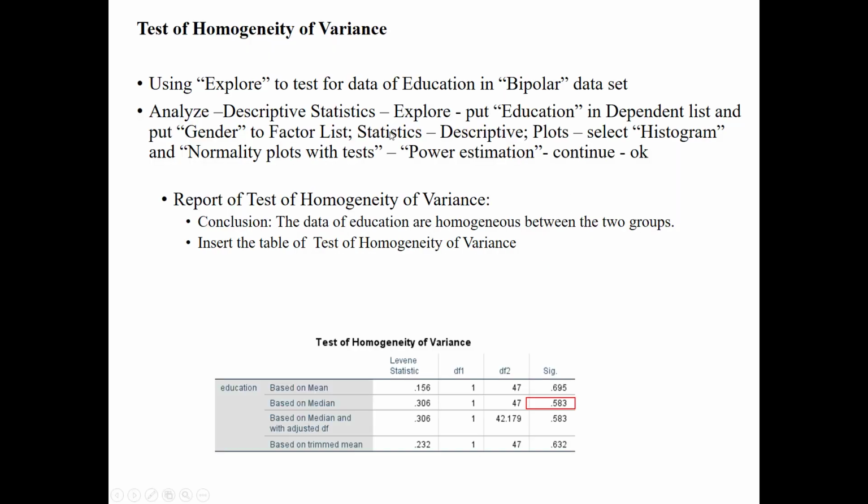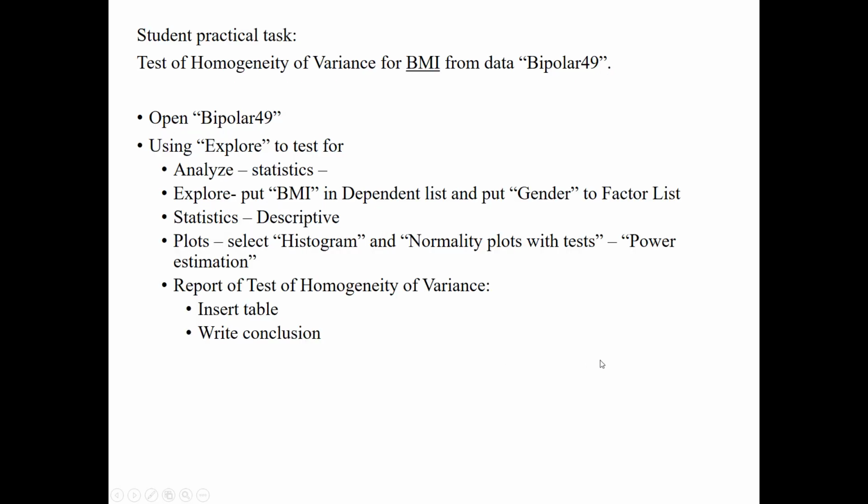Okay, here's a summary of how I did it. Here you can see the significance. Now here's the student practical task. You can open the bipolar 49 database. You can practice the homogeneity of variance for BMI.